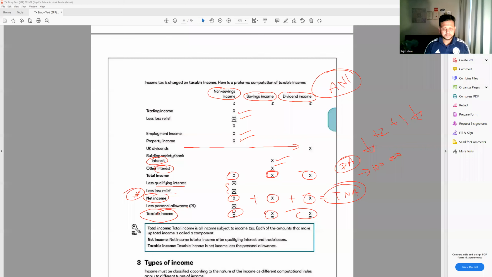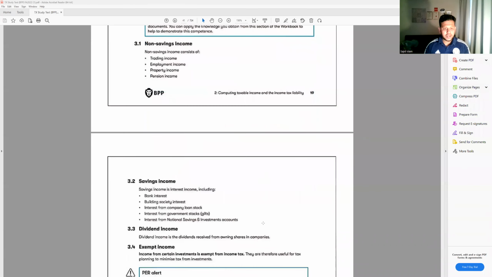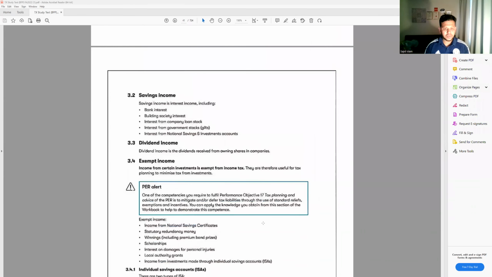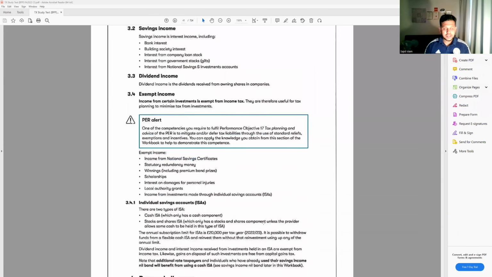Let's move on. The next one we have here, we know the savings, we know this thing, the exempt income. You can see here it says income from certain investments is exempted from income tax. They are therefore useful for tax planning to minimize the tax on investment. Exempt income could be income from the National Savings Certificate, statutory redundancy money.